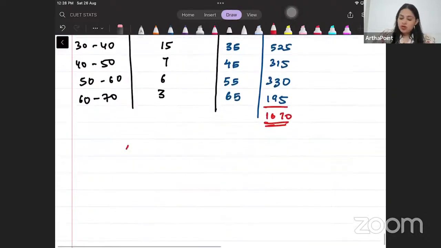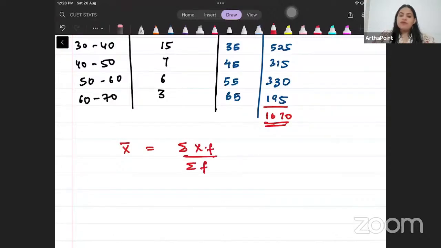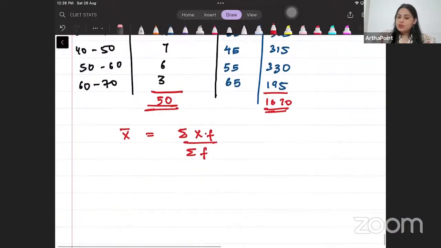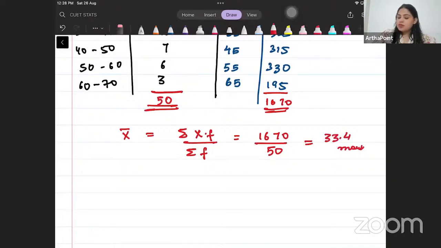So simply your mean will be summation XF by summation F. And when you will do summation F, that means I'm adding this together. So I have got here 50. So this will be 1670 by 50, which will be 33.4 marks. So on an average, the students are scoring 33.4.